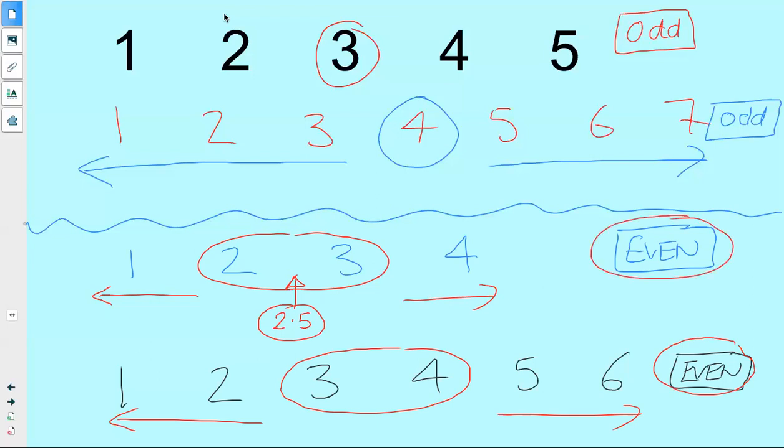So even before you find the median, knowing if you have an odd number of values or members, or an even number of values and members, you should know if you're circling one number or two numbers. But remember, even if you do circle two numbers, you still have to find that middle number. In this case, it's 3.5. Okay, let's move on.